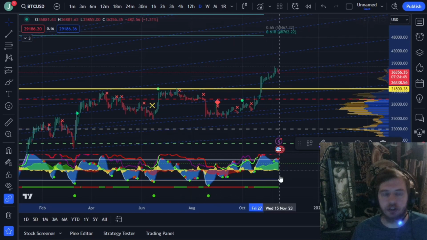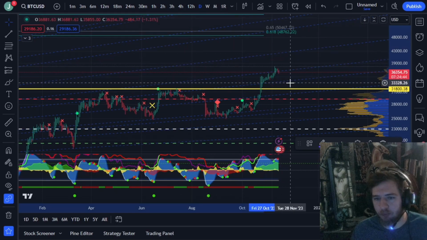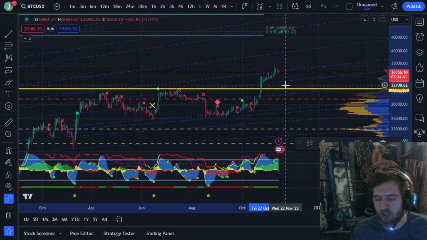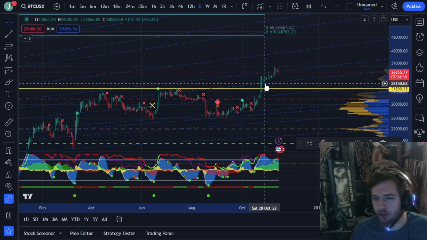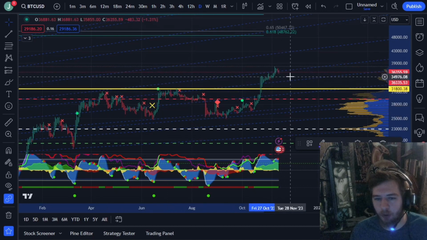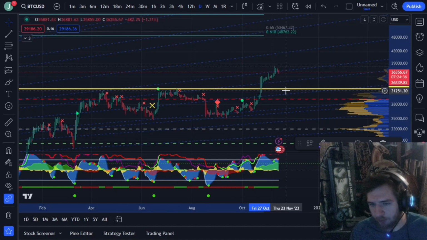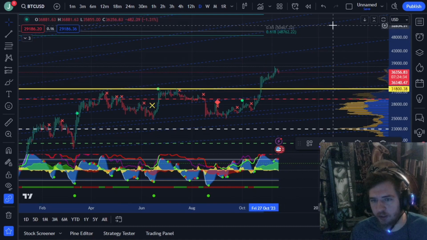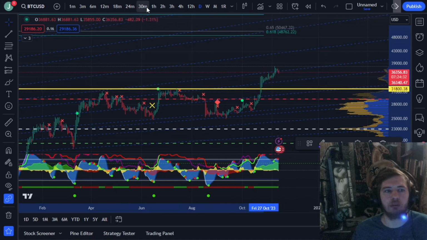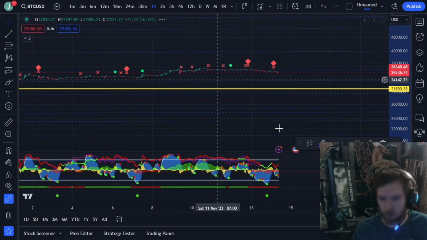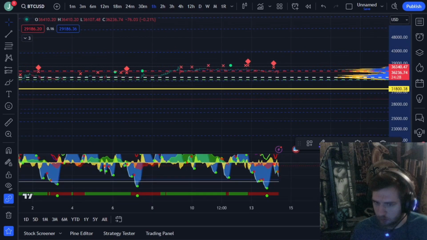So what is this, daily? Yeah, this is probably going to play out. We probably do have more downside, but it'd show a healthy market move if we come down, wick support, and continue up. But let's go to a more local time frame.